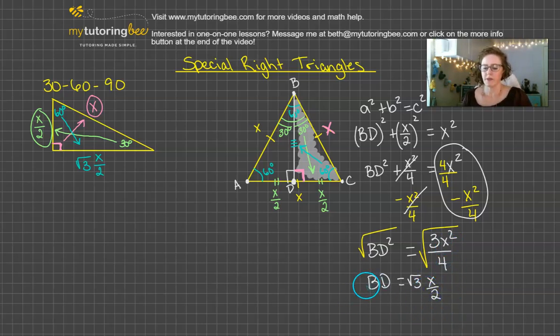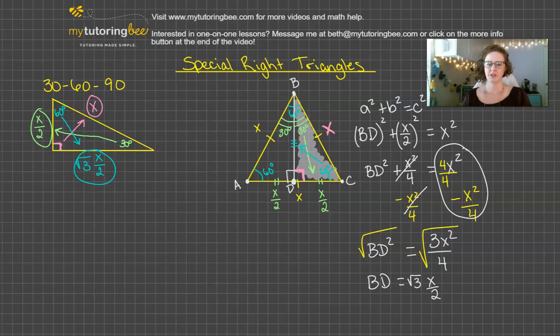So now we have that BD equals the square root of 3 times x over 2, which is what we were wanting to try to show or prove over here, that the length of the triangle that's opposite of the 60-degree angle is the square root of 3 times x over 2.